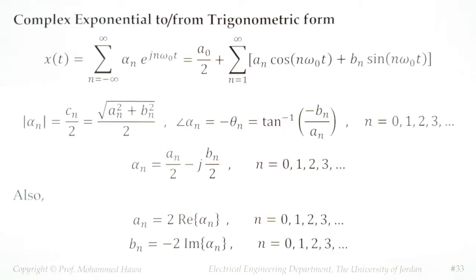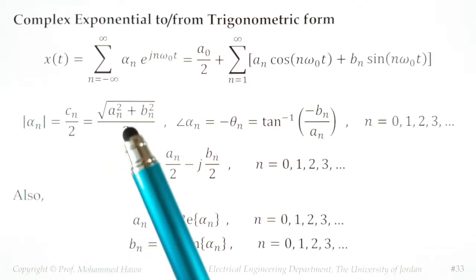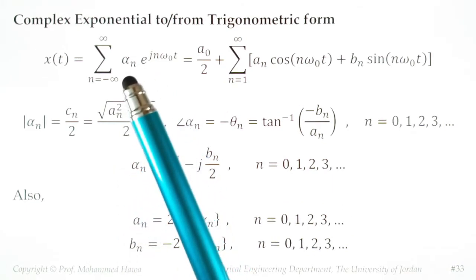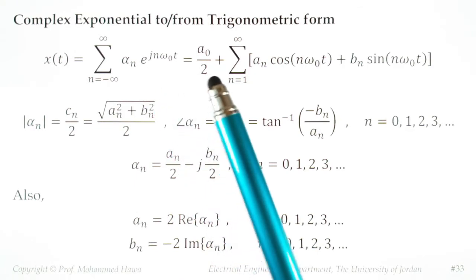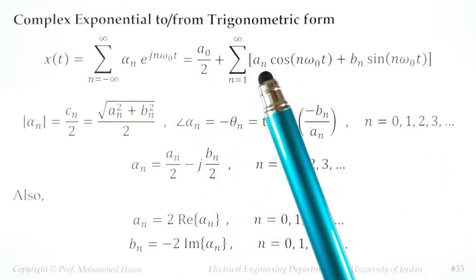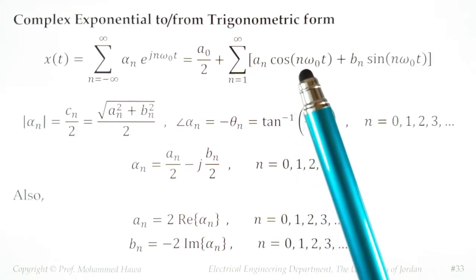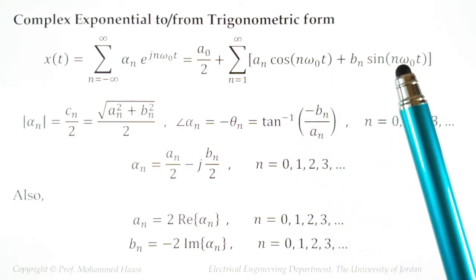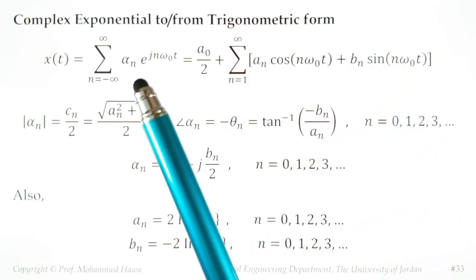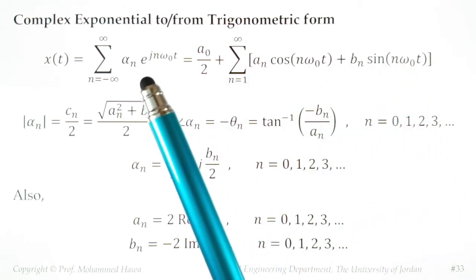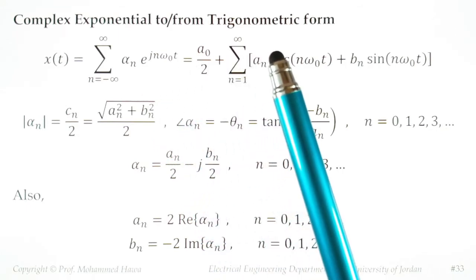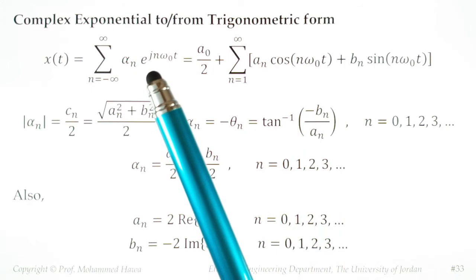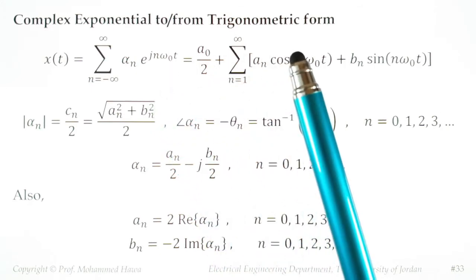Okay, what if I want to go back and forth between complex exponential form and trigonometric form? This is the complex exponential form. I have a coefficient alpha n complex multiplied by e to j n omega naught t. And this is the trigonometric form where I have an multiplied by cosine n omega naught t and bn multiplied by sine n omega naught t. Please remember that I linked the complex exponential form with the compact form. And I also linked the compact form with the trigonometric form. So I can go between the complex exponential form and the trigonometric form.